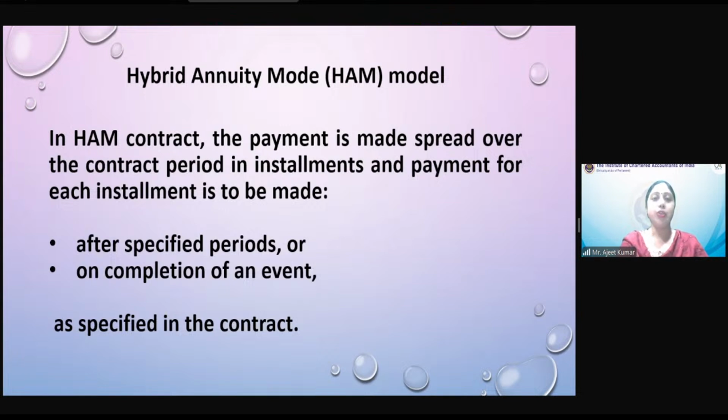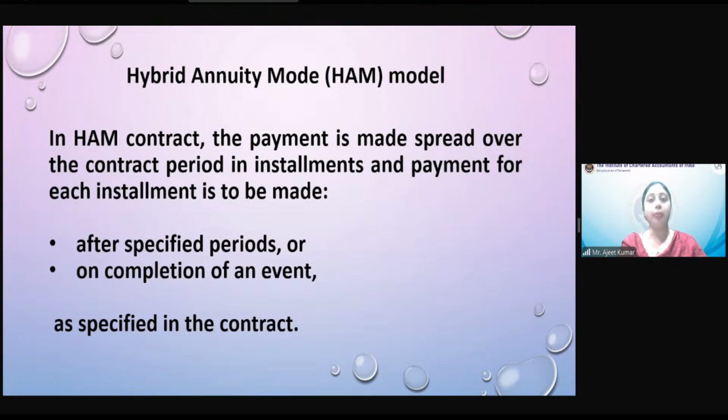See, in the case of an HAM contract, the concessionaire will design, build, operate, transfer, and maintain the road for the National Highways Authority of India, NHAI. Now, under this contract, the payment will be spread over a longer period of around 15 to 20 years, and the payment will be made in installments.